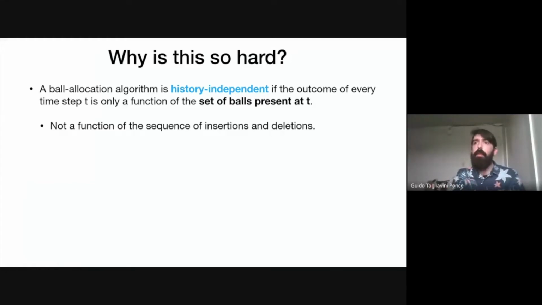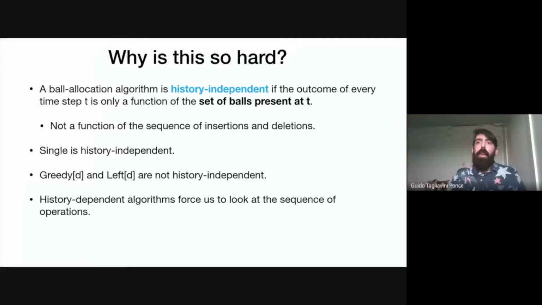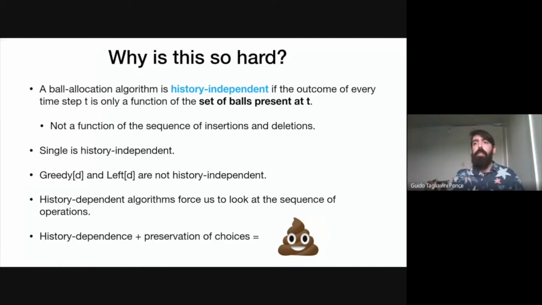So Single is history independent, because when you insert a ball in Single, that selection does not depend on the state of the system. But on the other hand, Greedy and Lefty are not history independent because their selections depend on the loads of the different bins. And therefore, history-dependent algorithms force us to look at the sequence of operations leading to some point. And when you combine this history dependence with this phenomenon of preservation of choices, this is too hard to manage.